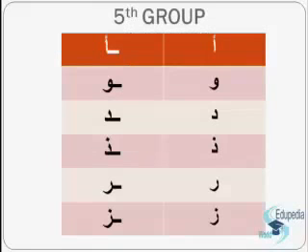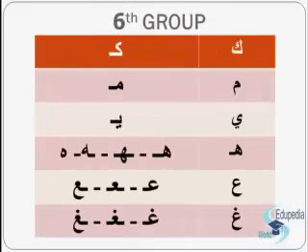Next group, the fifth group. In the fifth group we have A, Wa, Da, Za, Ra, and Za. The letters in this group are called naughty letters or special letters. Why? The answer is because they can be joined from the right side only, but not the left. So as you see here, A, Wa, Da, Za, Ra, Za can be joined from the right side, but not the left. For this reason, they are called naughty letters or special letters.